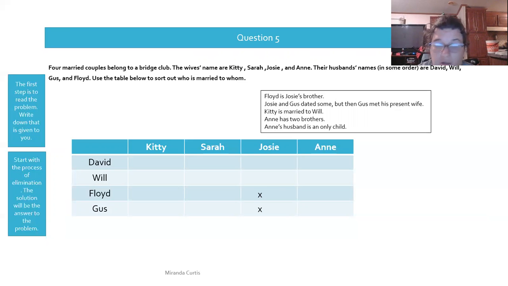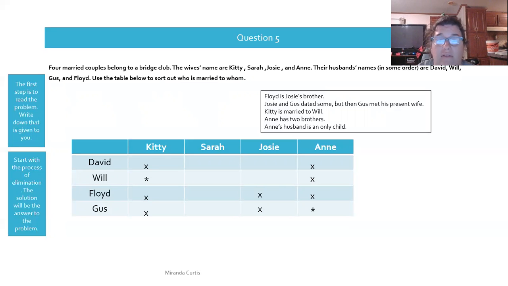So we know Kitty is married to Will, and we're going to cross off everybody else because nobody else can be. Next, Ann has 2 brothers. But we notice Ann's husband is an only child. So that would mean Floyd is counted off because Floyd is Josie's brother. Next, we know about David, and Will is married to Kitty, so he isn't married to her. So that means Ann is married to Gus.